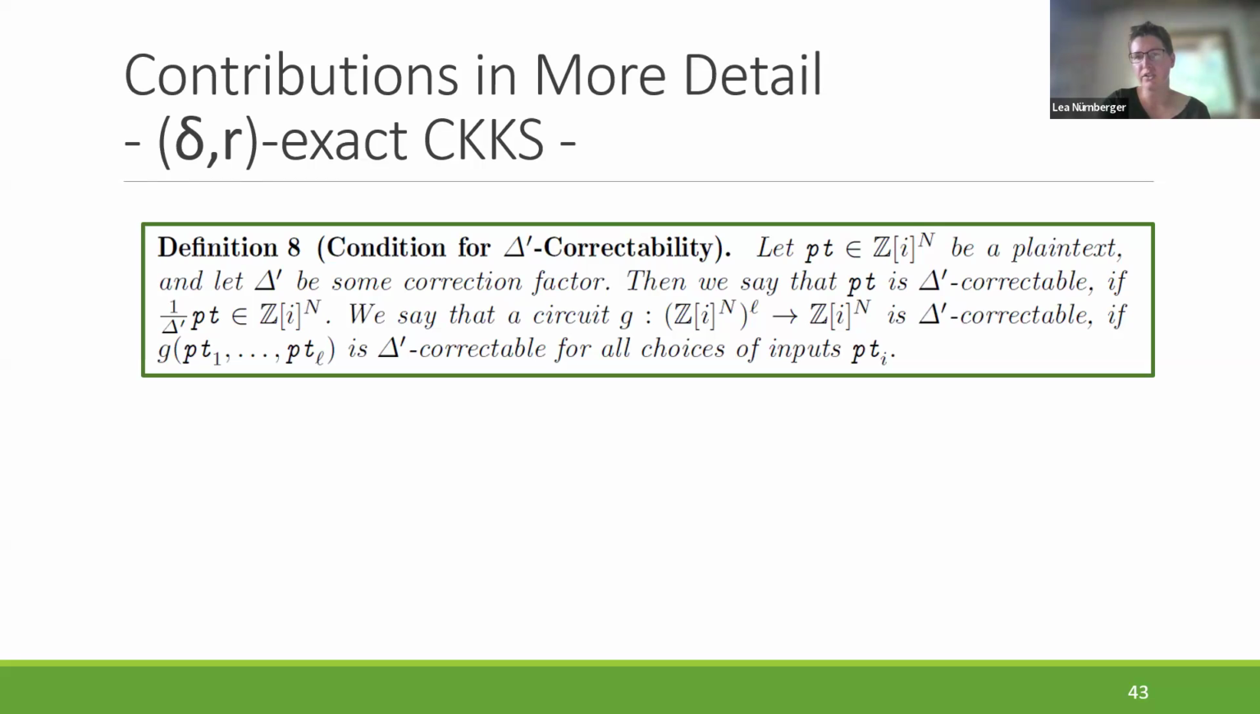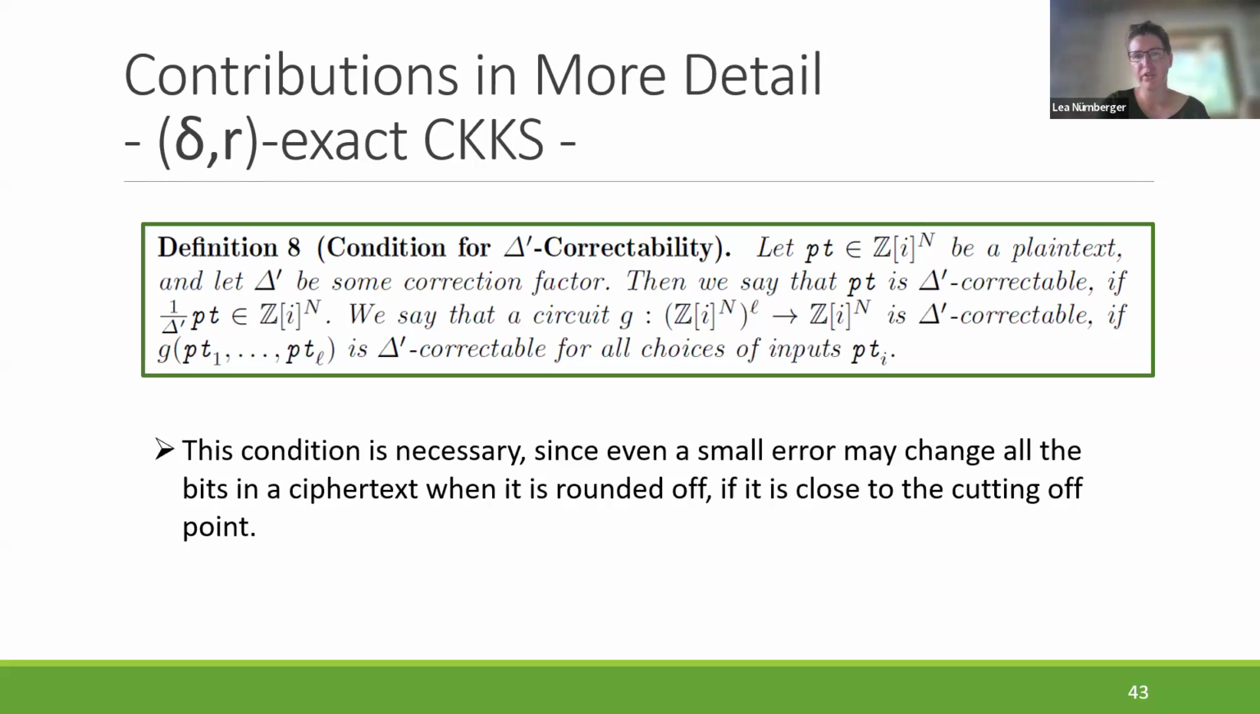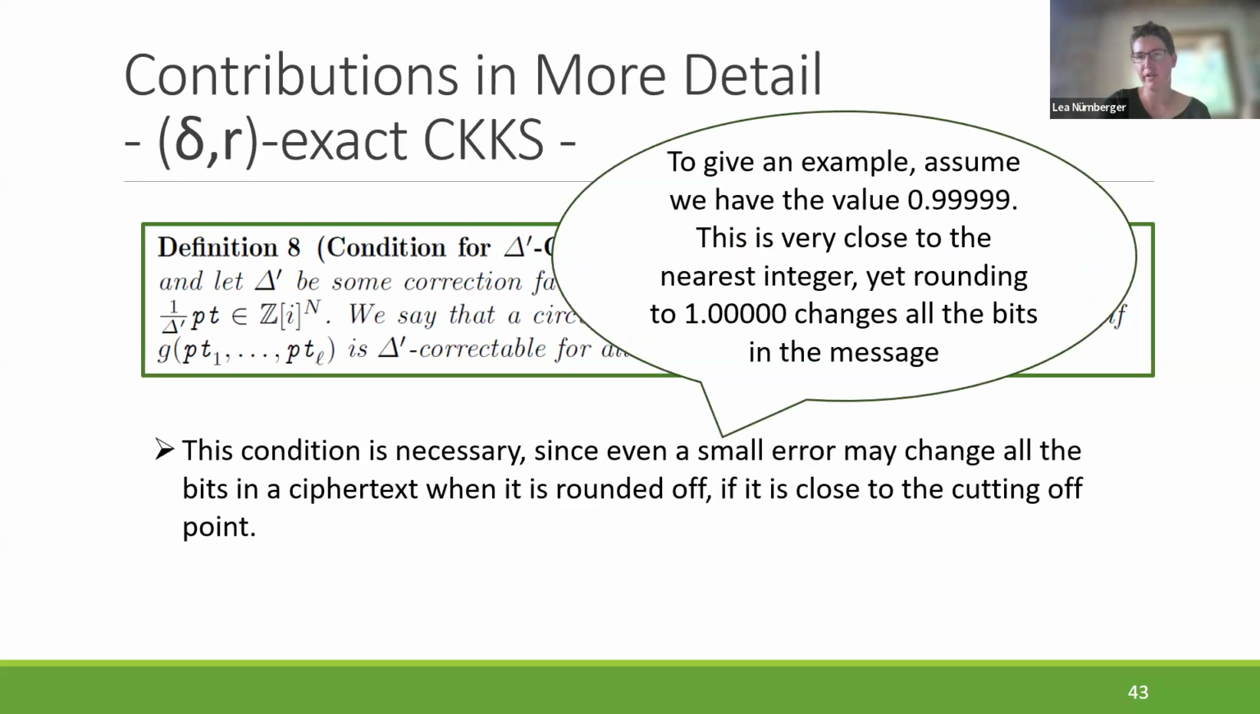Because if we have this condition, then we can predict how big the noise gets. But if we don't have this condition, then we get an additional rounding error from the message, which we cannot predict at all. And then we have no chance of determining where the message will round to. To give you an example, even if we only have a very small error, rounding may change all the bits in a ciphertext when the error is rounded off. For example, if we have the value 0.99999, this is really close to the nearest integer, but if we round it to the nearest integer, then each and every one of the message bits will be changed.